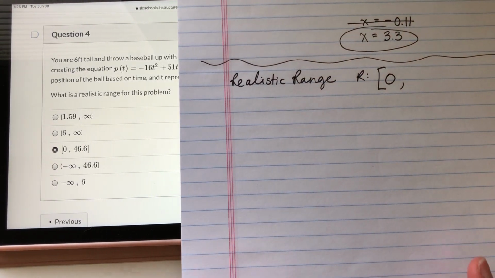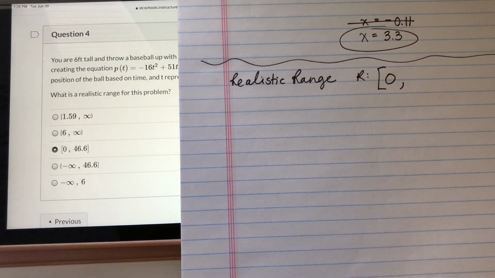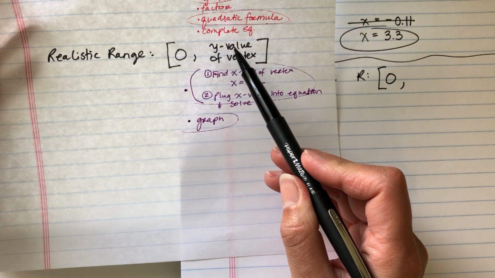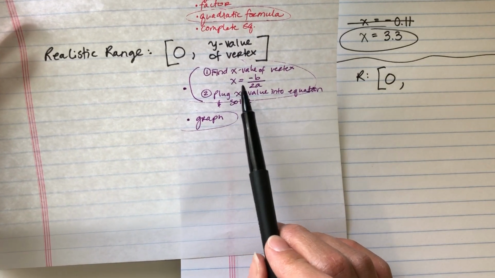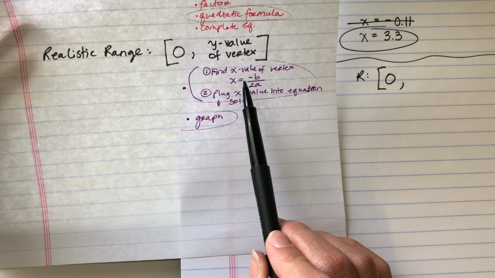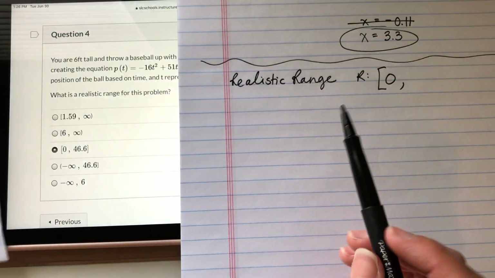Because that's how realistic domains and ranges work, it's going to start with 0. Now, how do I find the realistic range? I'm going to get the y value of the vertex. So I find the y value by using the x value of the vertex, which is negative b over 2a. Then I plug that into the equation and solve.